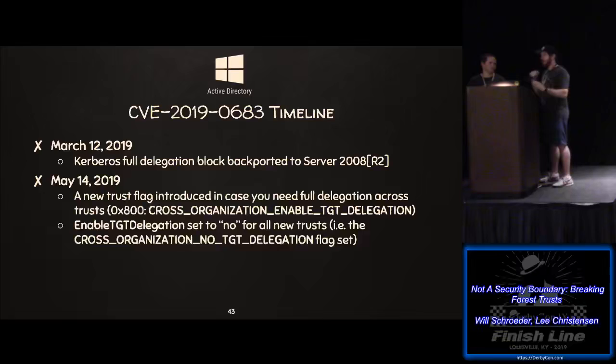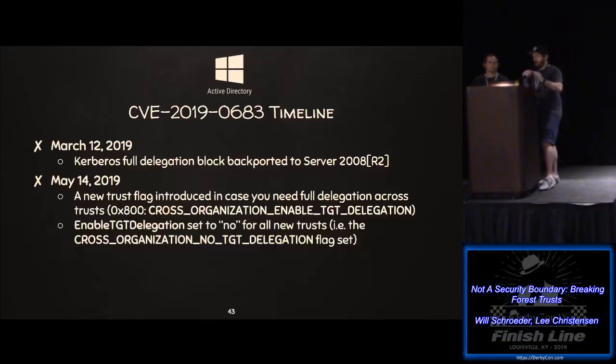Trusts are actually represented as something called trusted domain objects in Active Directory. So in Lee's domain, if he trusts my domain, there's going to be an object of Will's domain represented as a trusted domain object in Lee's domain. Everything is an object in AD, and it all has properties. This is how it knows, should I do this filtering or not, and all these different settings. So they introduced a new flag that was cross-organization enabled TGT delegation.